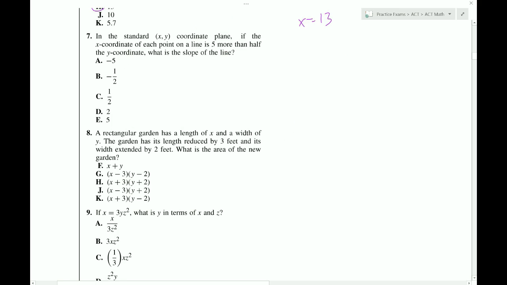In the xy coordinate plane, if the x coordinate of each point on a line equals 5 more than half the y coordinate, 1/2 y, or what I like to do is make it y over 2, multiplying the tops and bottoms. Then they want to know what is the slope of the line. So m for slope is change in y over change in x. That is what they're asking about. And I always suggest during your setup phase to always write an expression for what they're asking for. In this case, it's delta y over delta x.